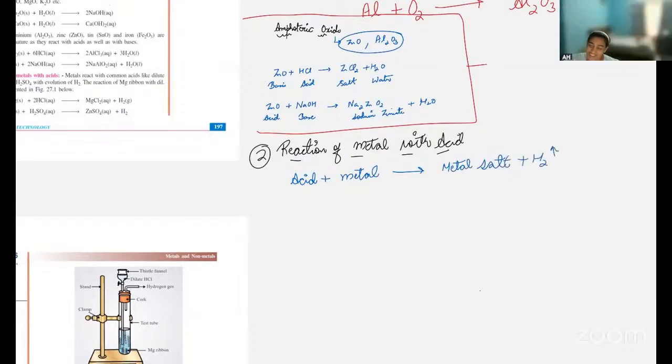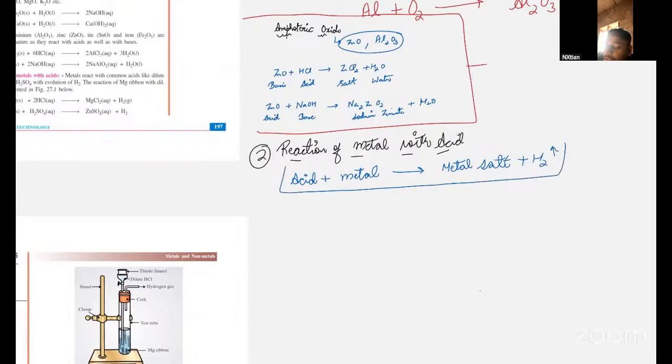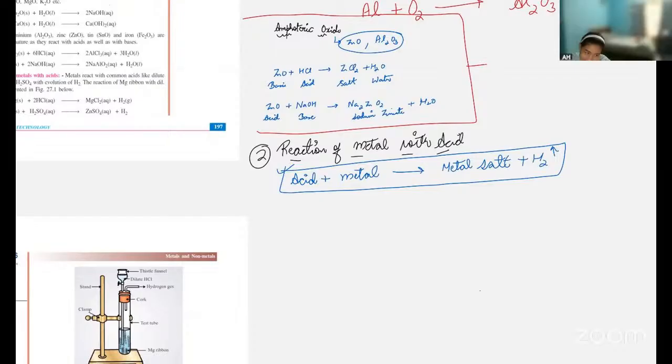We learn now: metal plus acid gives salt plus... CO2 released? No, H2 is released. H2 gas will be released. That will give a pop sound. We learned this. Okay. So, there were a lot of formulas.